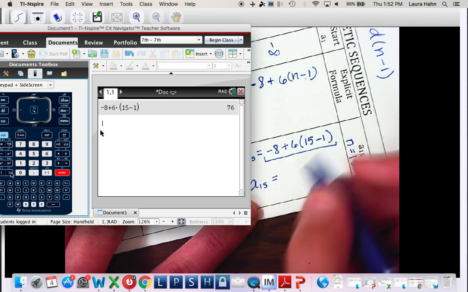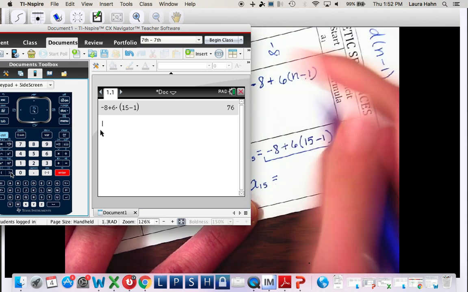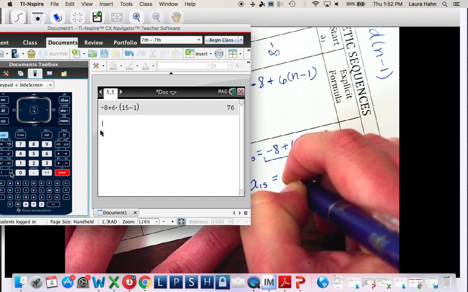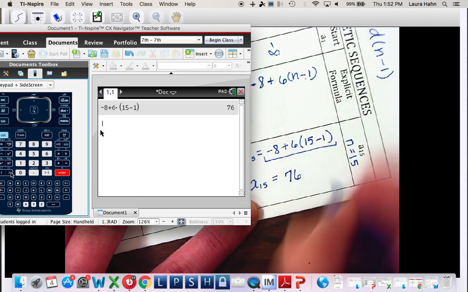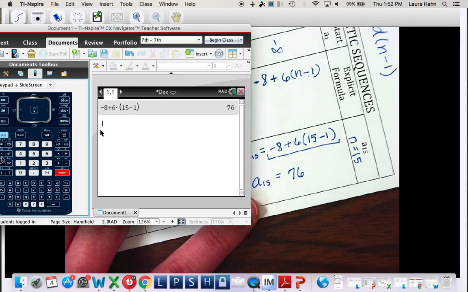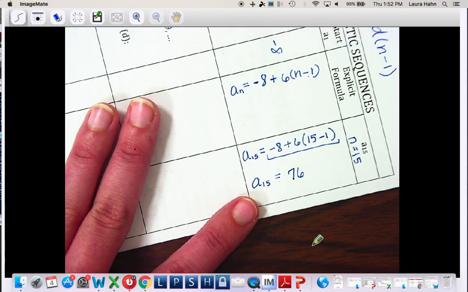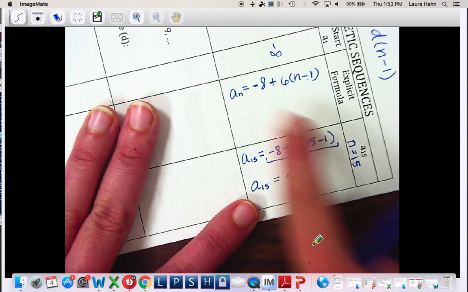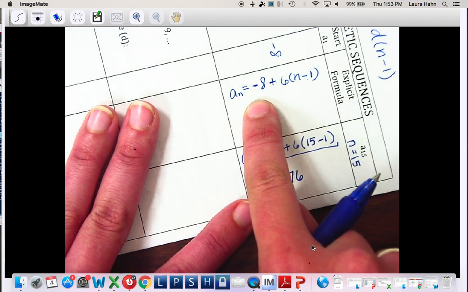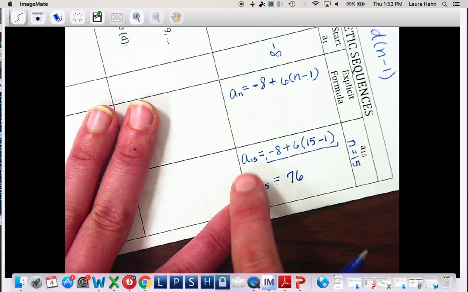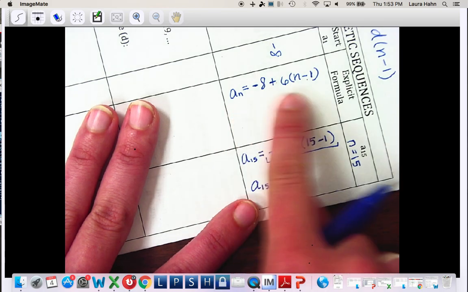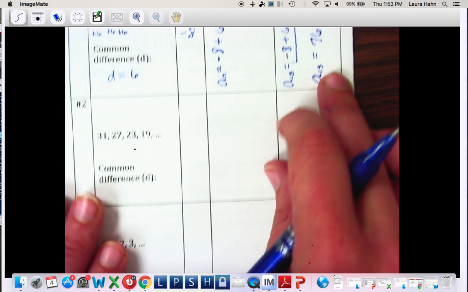So I know my 15th term, if I were to continue out that pattern, would be the number 76. So I used this formula that we came up with to figure out my 15th term. I plugged in 15 for n, which is here and here. All right, let's try number 2.